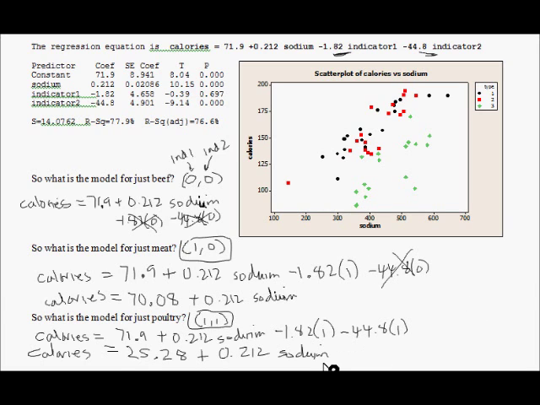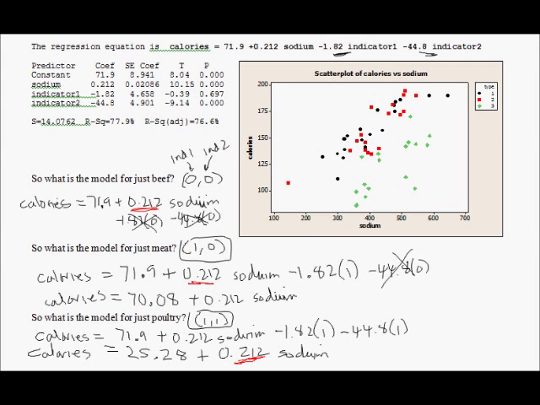Okay, so notice what happened here. Notice in each case, let me get a different color here. Notice the slope didn't change, right? The slope didn't change. All I changed was the intercept.